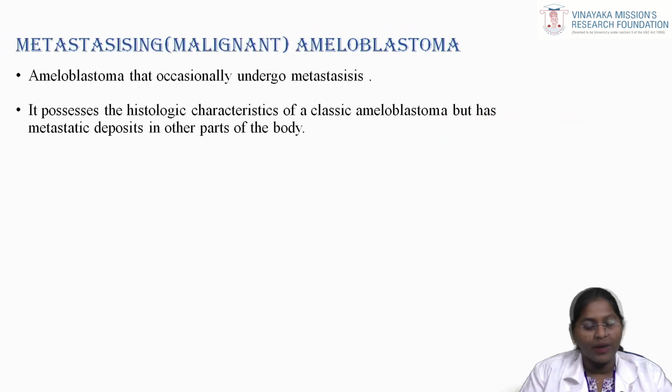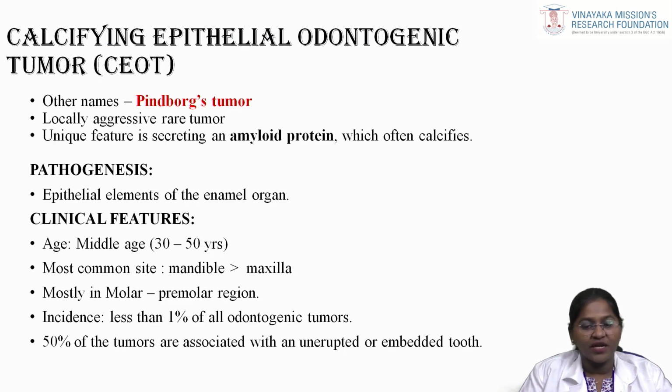Metastasizing or malignant ameloblastoma. Ameloblastoma that occasionally undergoes metastasis is called malignant ameloblastoma. It possesses the histological characteristics of a classic ameloblastoma, but has metastatic deposits in other parts of the body. Calcifying epithelial odontogenic tumor, which is the CEOT or the Pindborg tumor. So it is a locally aggressive but rare tumor. It has a unique feature: it secretes an amyloid-like protein, which often calcifies.